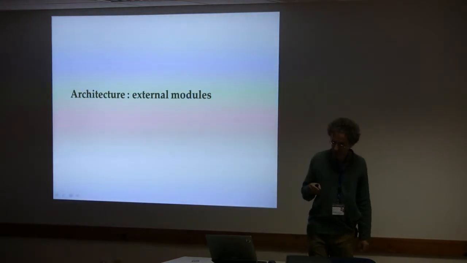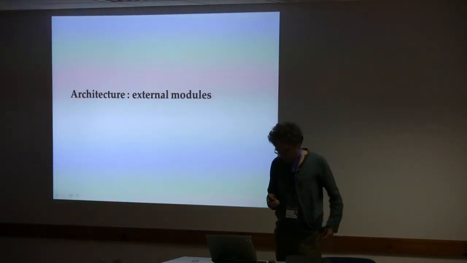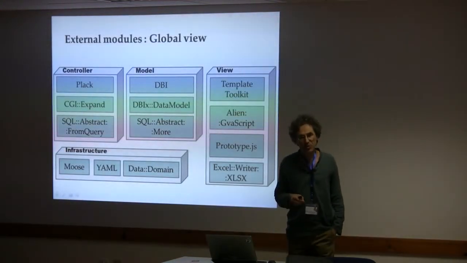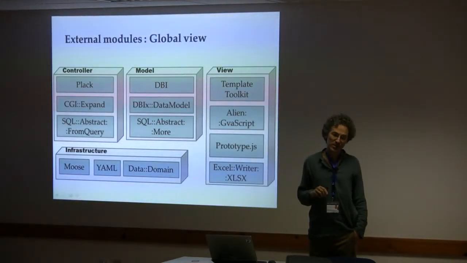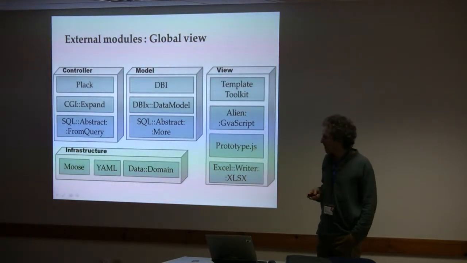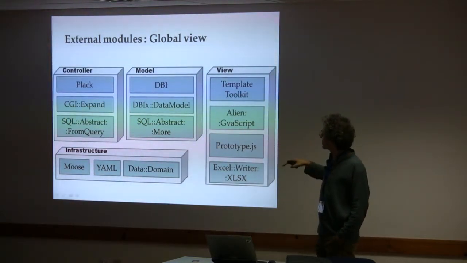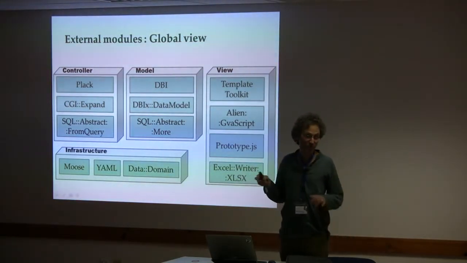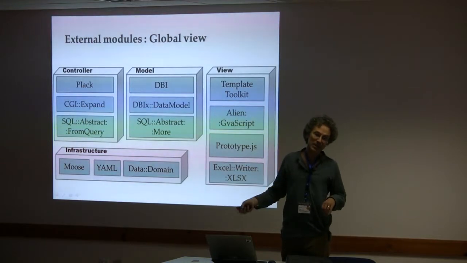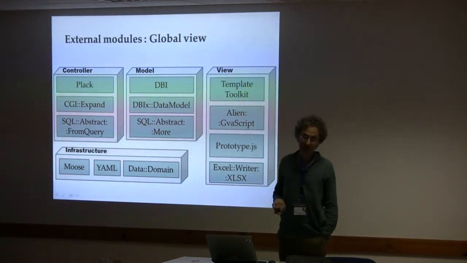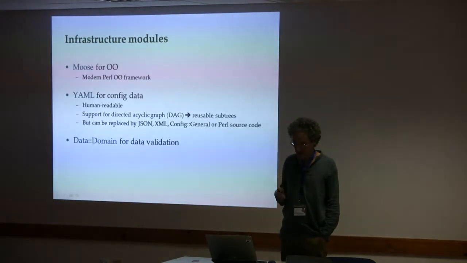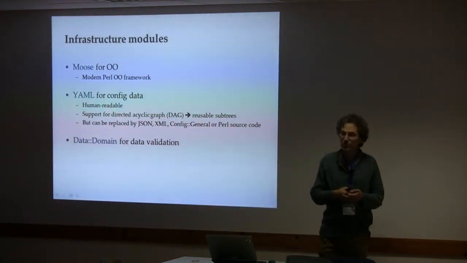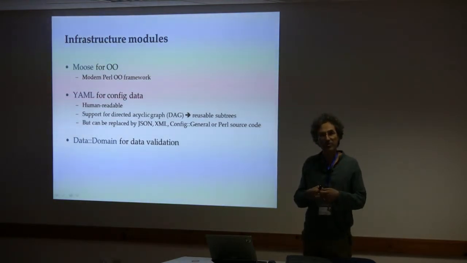Now we are going to talk a little bit about the architecture. So this is a global view of the external components that are used to implement that. I'm going to go into more detail in all the sections, but you see it's the traditional model view controller separation plus some infrastructure modules. So we'll start with the infrastructure. This uses Moose for object-oriented stuff.